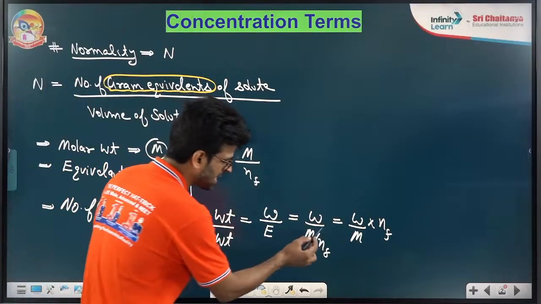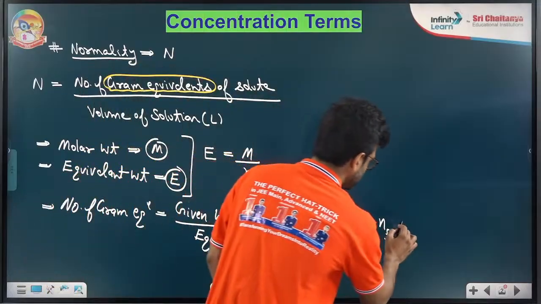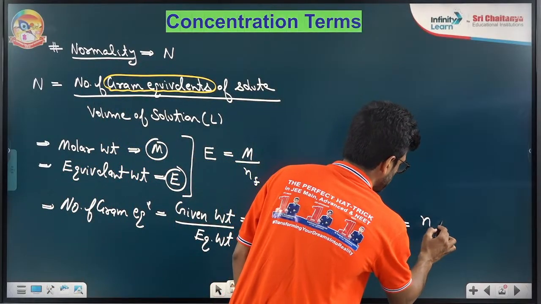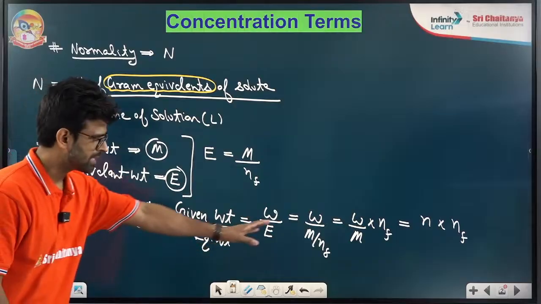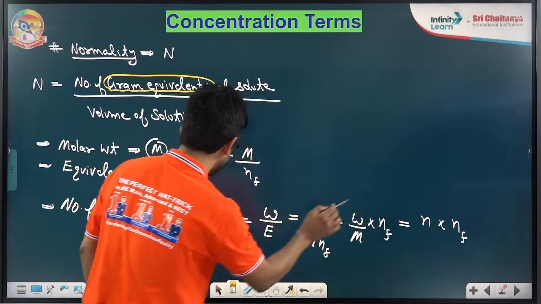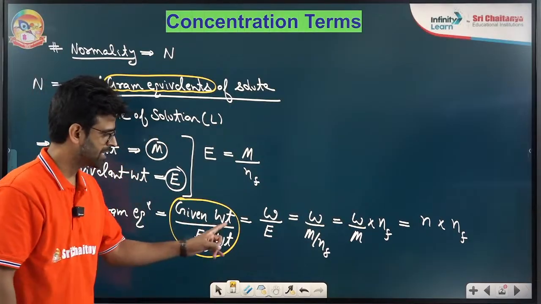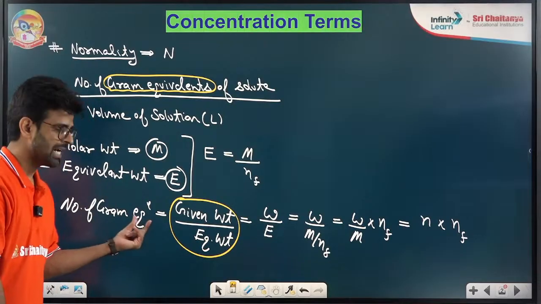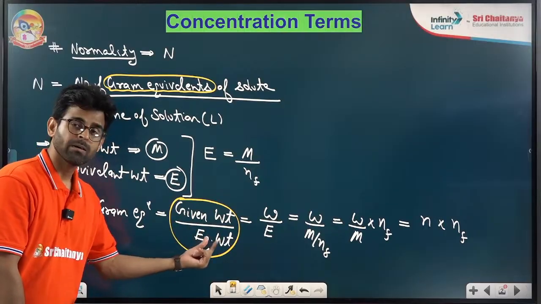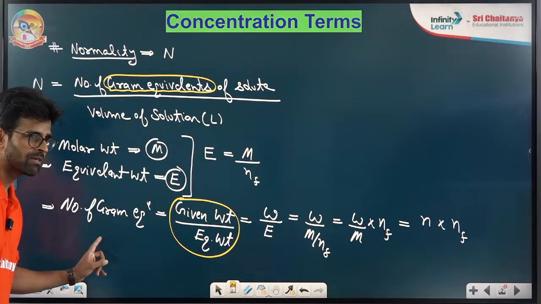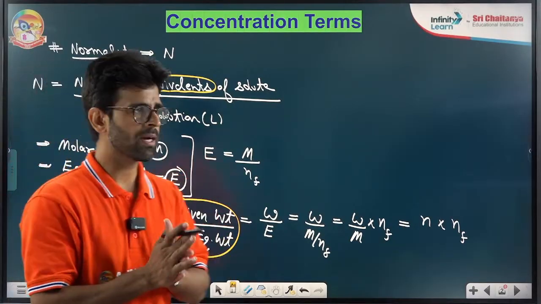Clear? So we can see here, given weight by molar weight is the number of moles. So I can say number of gram equivalents is the number of moles into the n factor of that solute, right? This is all detailed, but up to now this much is good for us. Given weight by equivalent weight is our number of gram equivalents. In number of moles it was given weight by molar weight, but in case of number of gram equivalents, it is given weight by equivalent weight. Okay, got the point? Right, everyone?